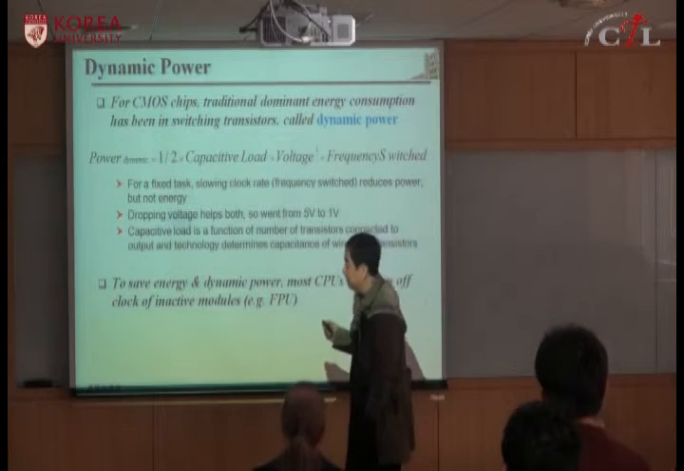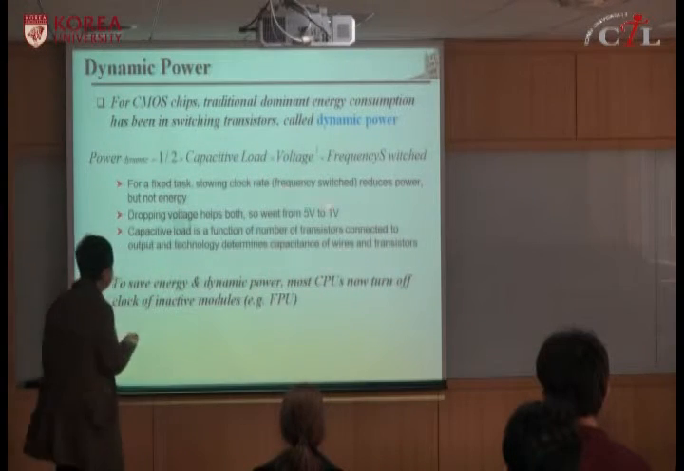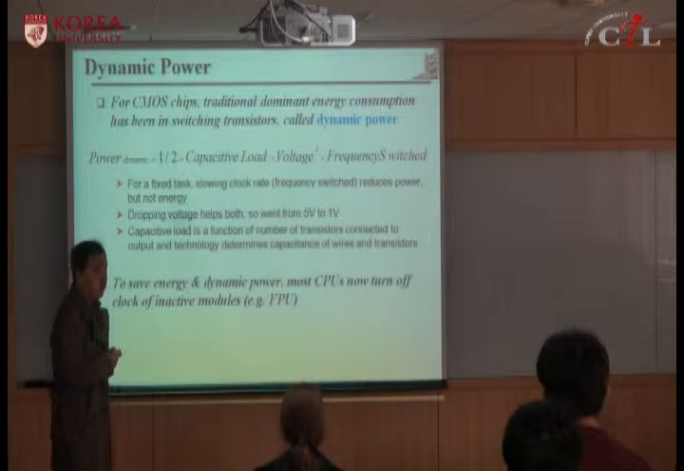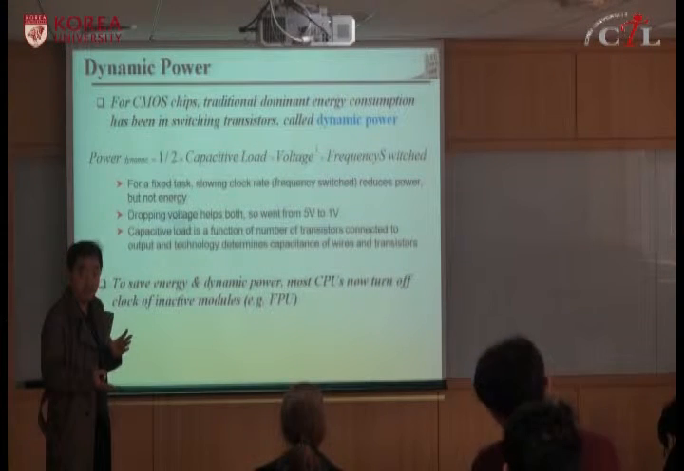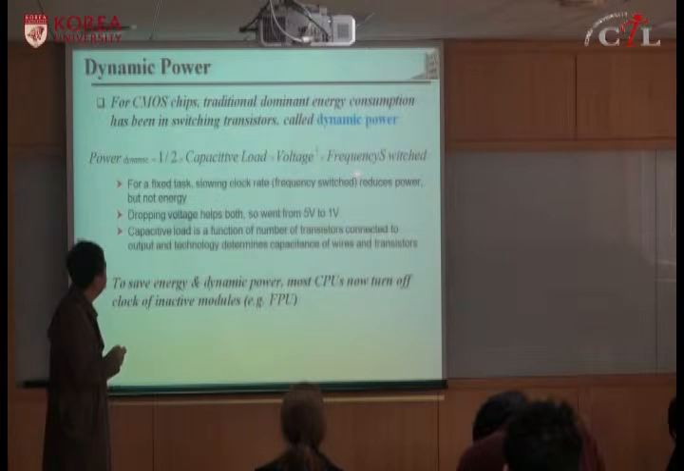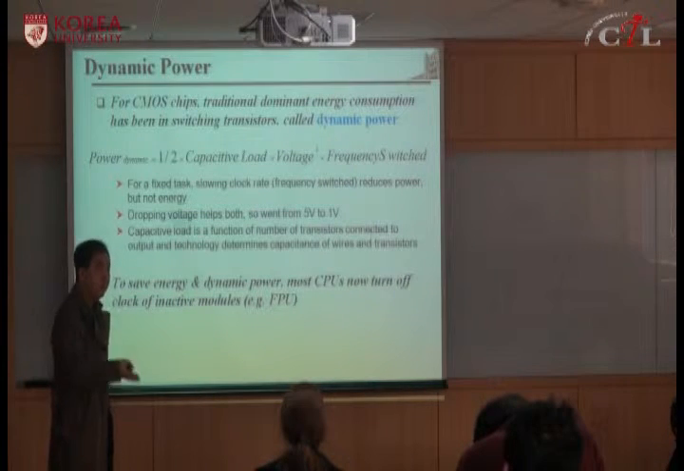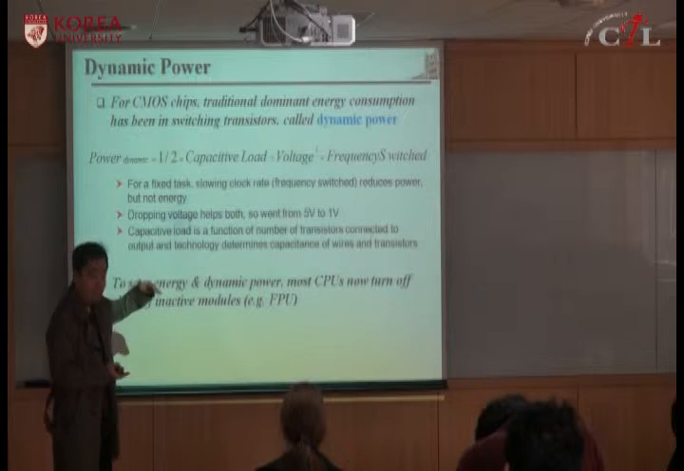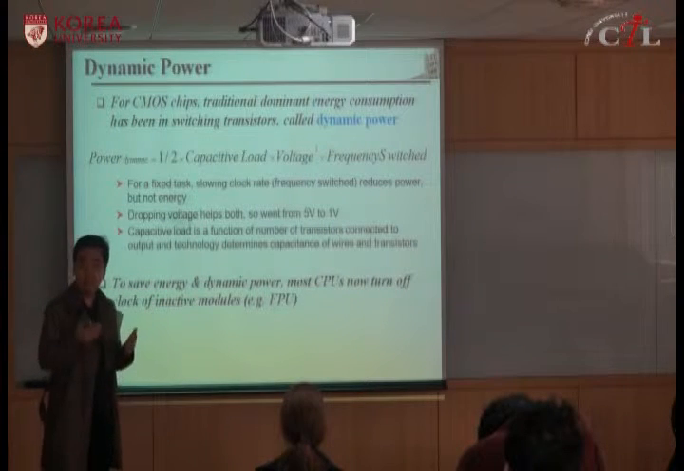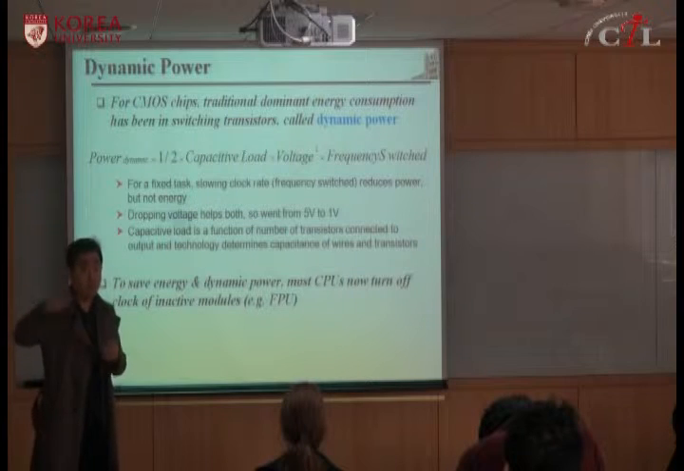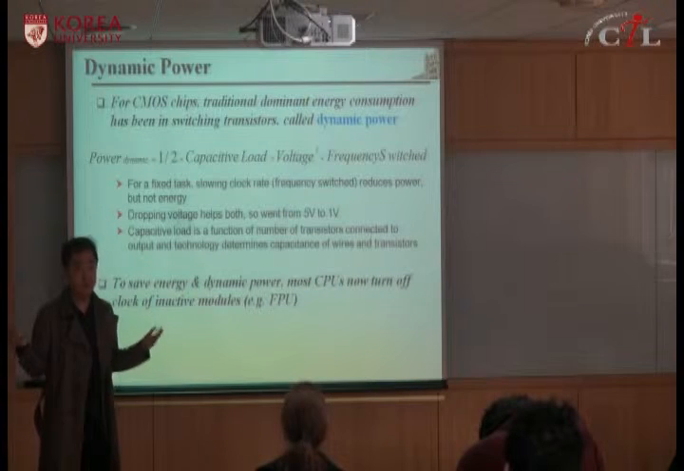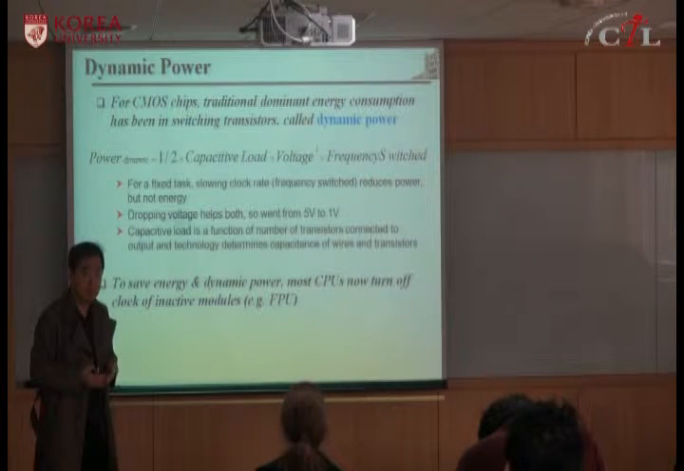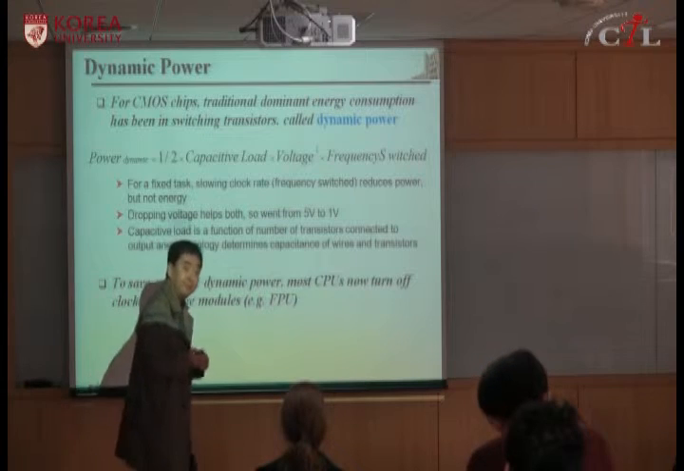So for a fixed task, for the same task, if you slow down your clock speed, you can reduce power consumption, but not energy. Power is the energy consumed per time. So if you decrease frequency, you run the clock slowly, and the power is linearly reduced, but you have to run the program proportionally longer to finish the job. That means the total energy is the same, even though you reduce the power. Power and energy are different, right?